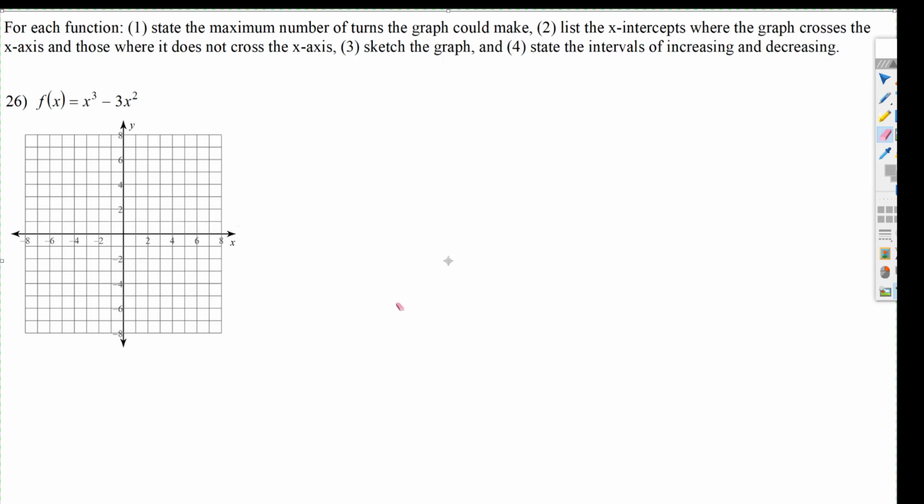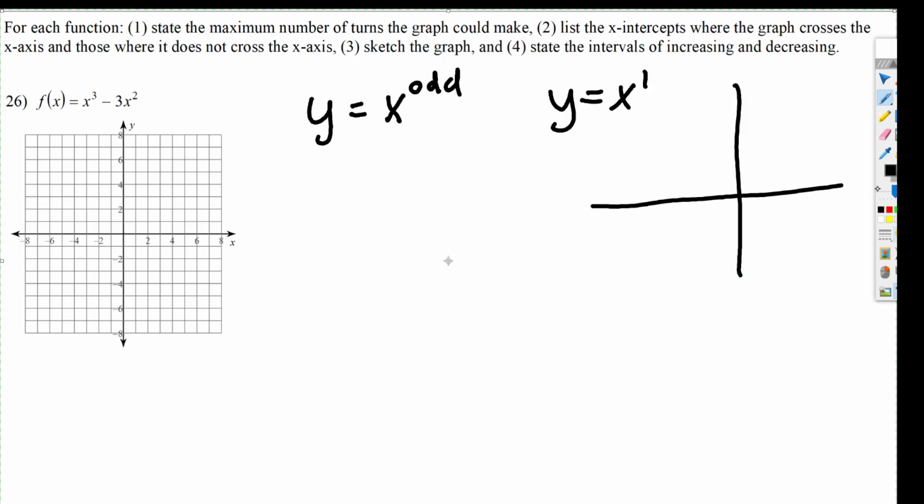All right, so here are some parent graphs. If you have y is equal to x to the odd, think about that. y is equal to x, that's x to the first. What is that graph? Where x is 1, y will be 1. Where x is 2, y will be 2. And so forth. -1, -1. And you've got a graph through 0, 0. So that's x to the first power.